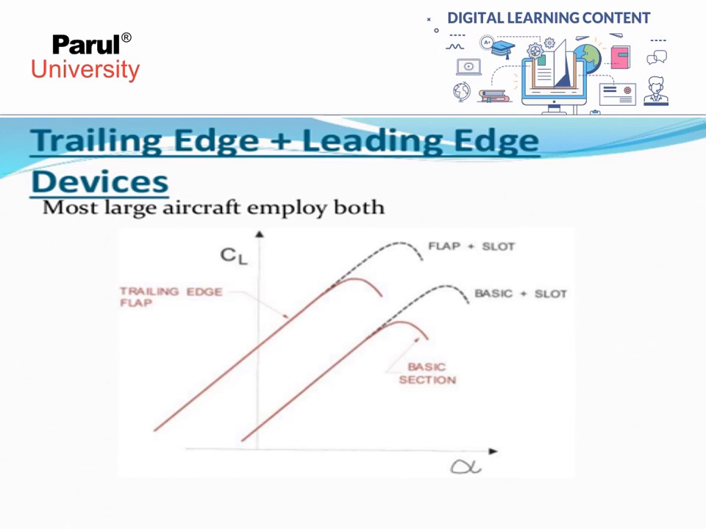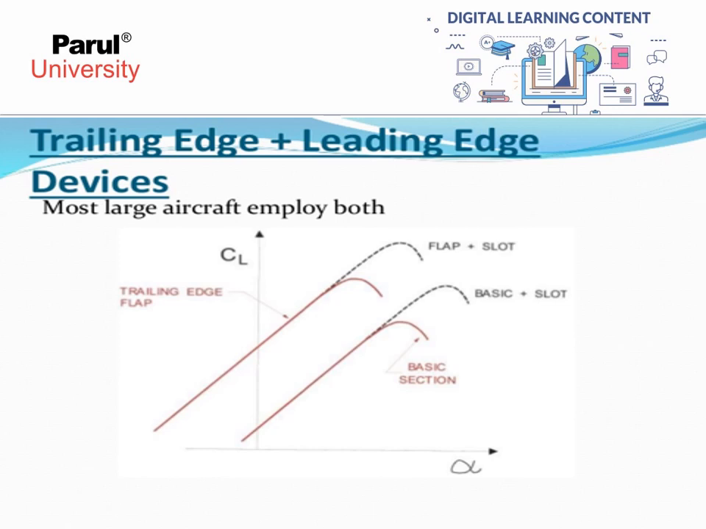Now we can say overall, the high lift devices are the summation of trailing edge devices plus leading edge devices. Now we combine both devices. Most large aircraft employ both. Now you can see the basic section and basic section with slots, and in the next graph trailing edge flaps plus slots: without slot, with slot, without slot, with slot, in both the basic section as well as the trailing edge flaps.